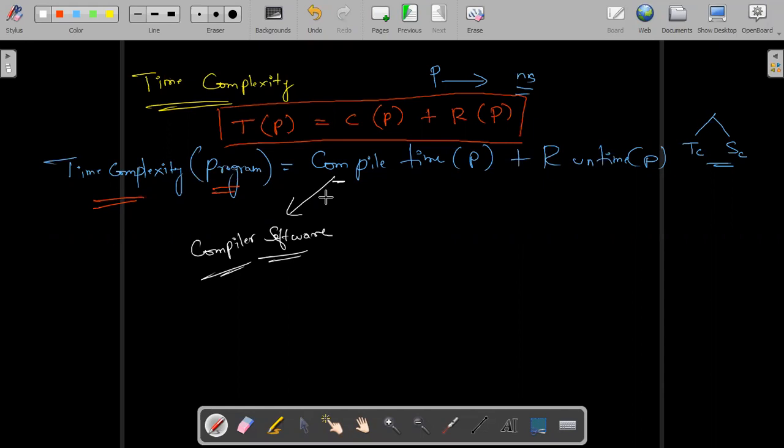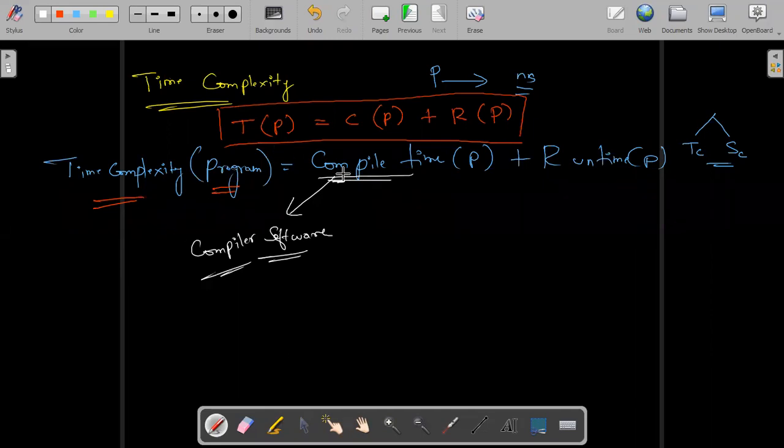Again, how will we identify the compile time? When you give the program to the compiler, it will compile each and every line. That is basically called the compiler. So that time we will call compile time. Understanding everyone? Every line it will scan and check if any errors or any problem is there. So that time we call compile time. This is important.